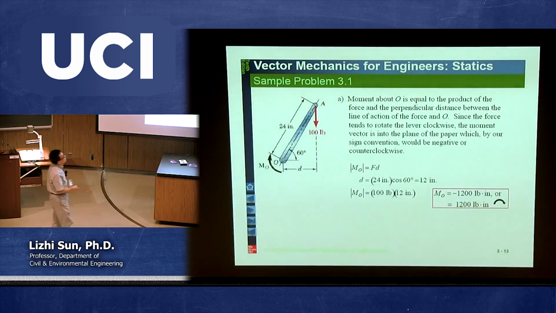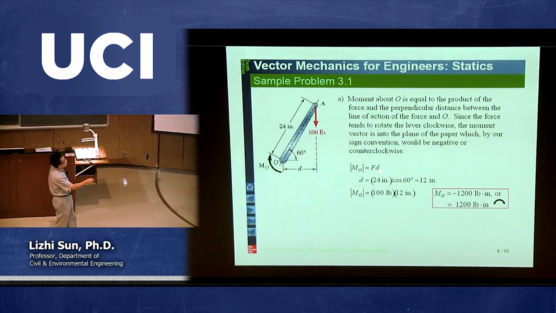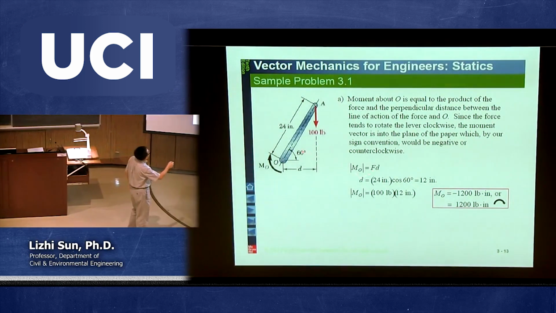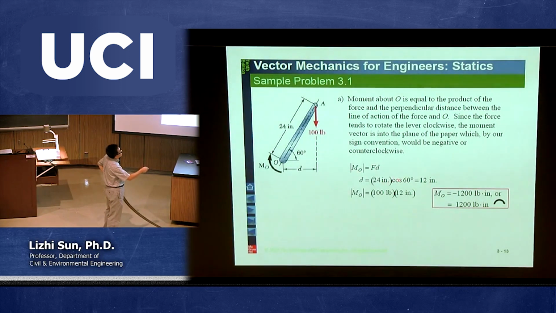Okay, let me show you now. The first question is to calculate the moment of this force about this point O. We're going to use the F times D equation because we can figure out D. If not, then we have to go back to the original method, right? So back to this again. What's the magnitude of F? 100 pounds. Here, 100 pounds, right?